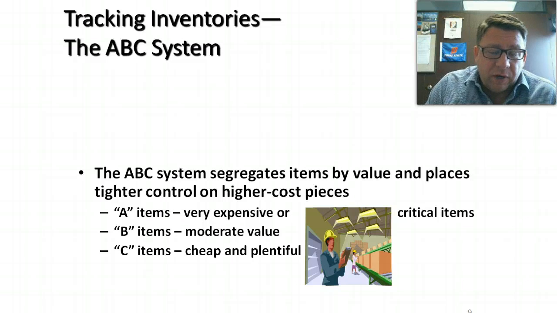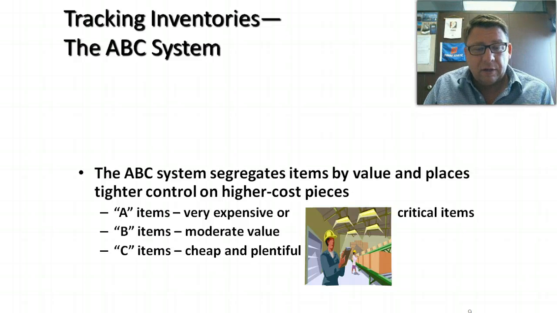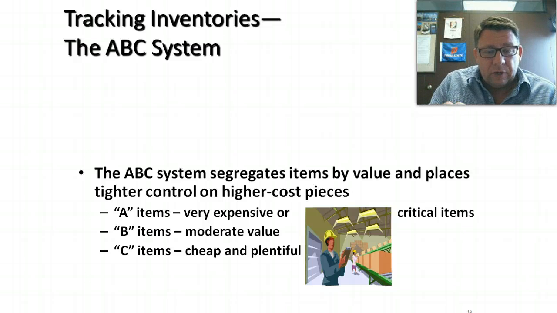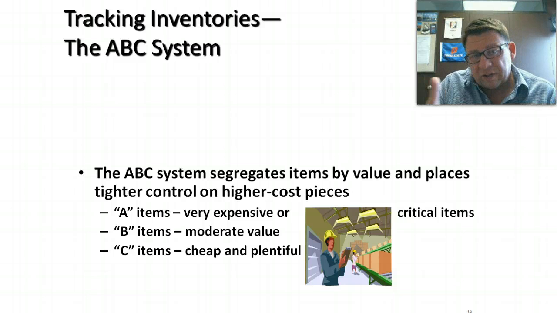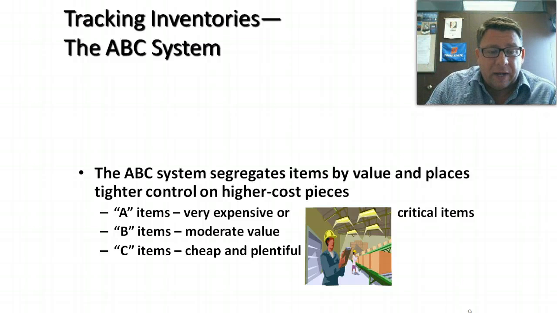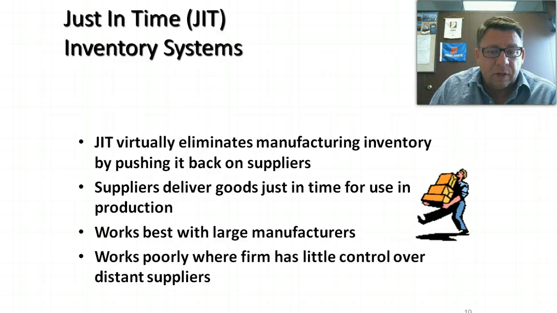Tracking inventory, we sometimes apply an ABC system, which places tighter controls over products that are more costly or valuable. A items are expensive or critical items, B are moderate value, and C are cheap and plentiful. You can understand that, right? We would want to have different controls over the A type items instead of the C type items.